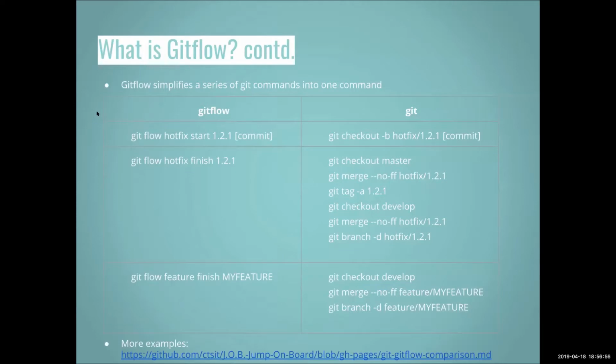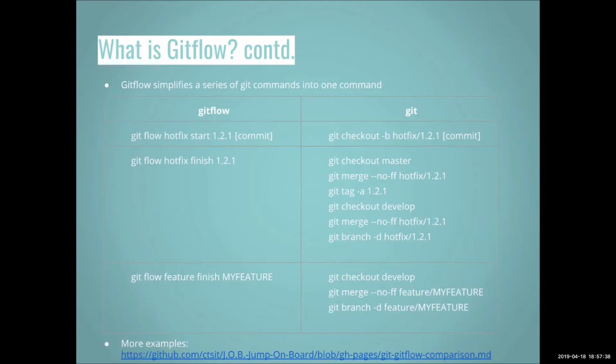So this is continuing what is Git flow. Git flow simplifies a series of Git commands into one command, and this table here is offering you an example of that. There's this concept of releasing a hotfix on software. Say that you've released software to your customer and you find there's a bug in it, and it's not working. It's typically a simple fix, and so you'll do what's called a hotfix, a real quick fix. The command to accomplish that in Git flow land is git flow hotfix start, version 1.2.1, and commit.